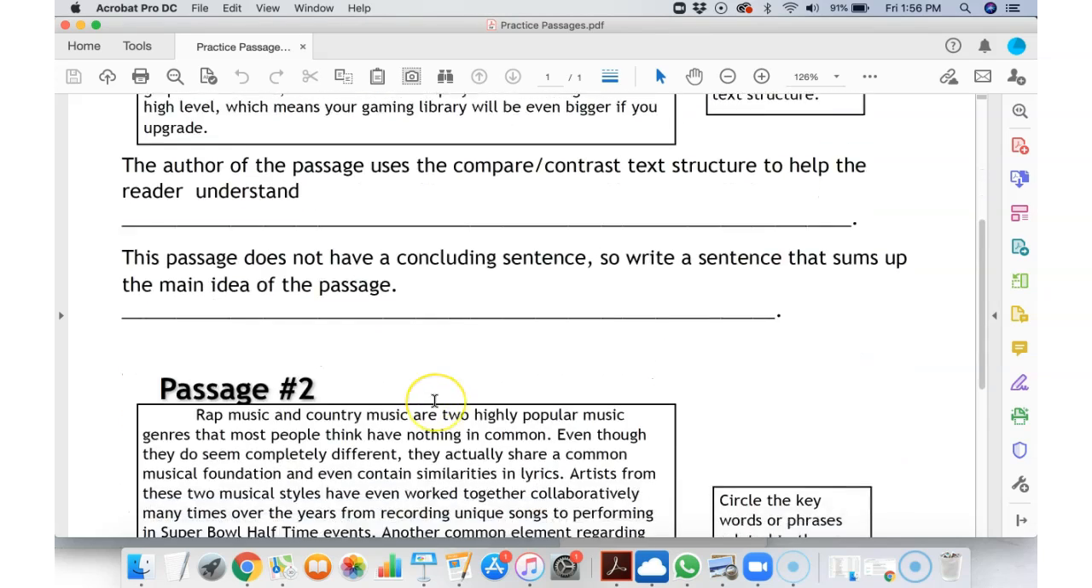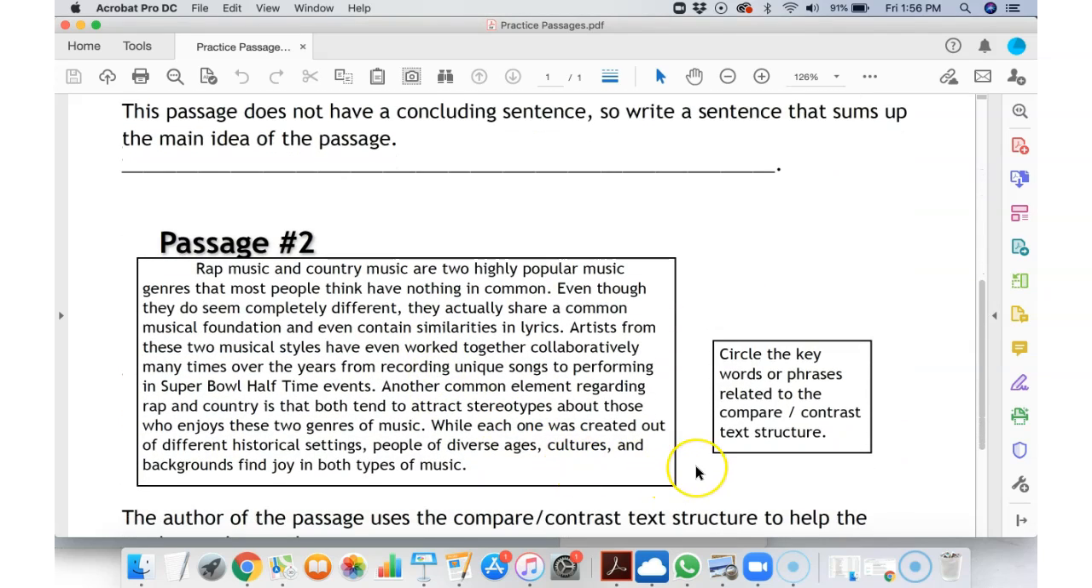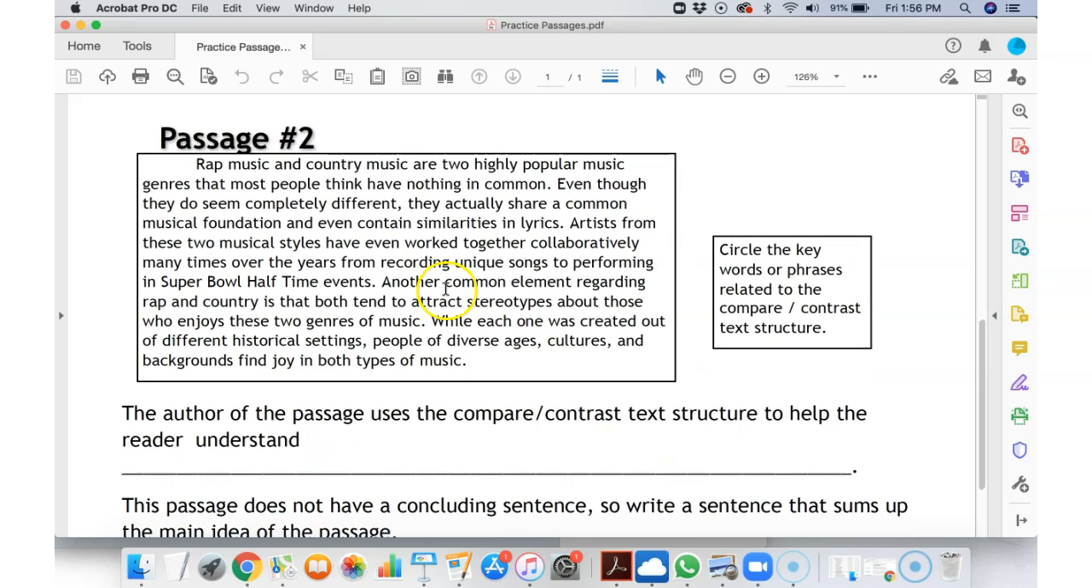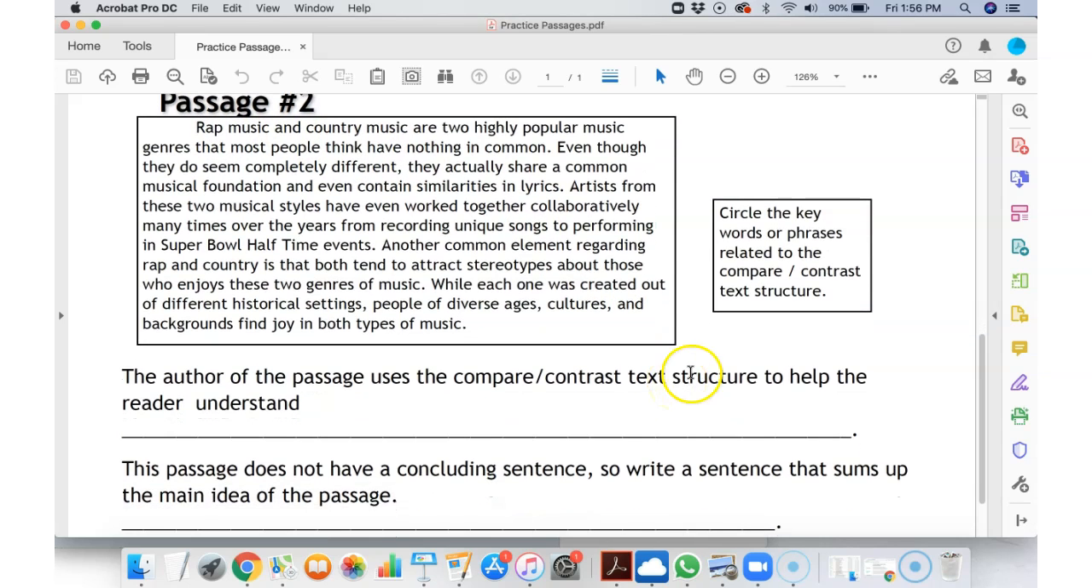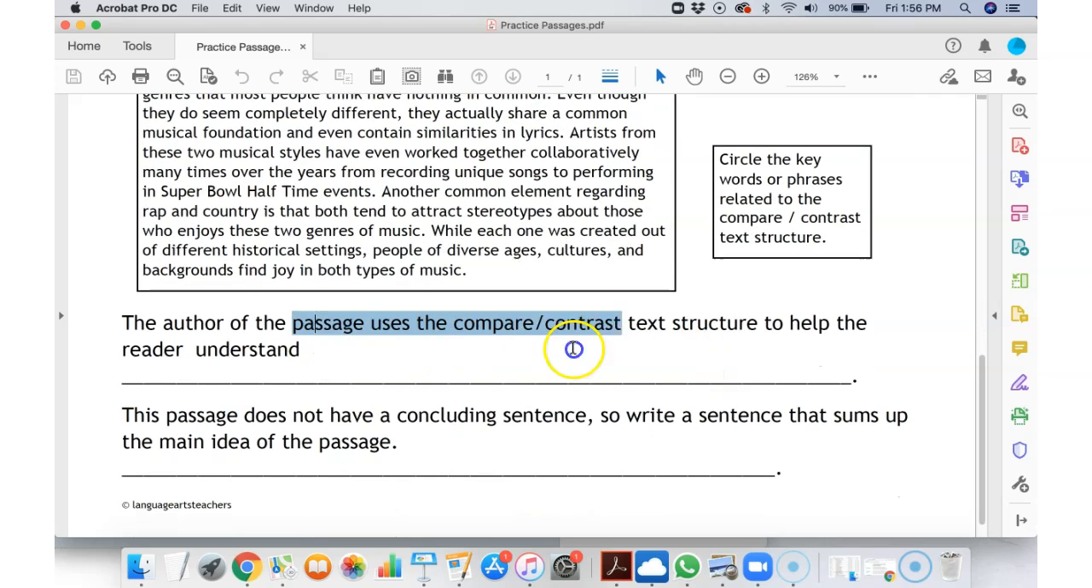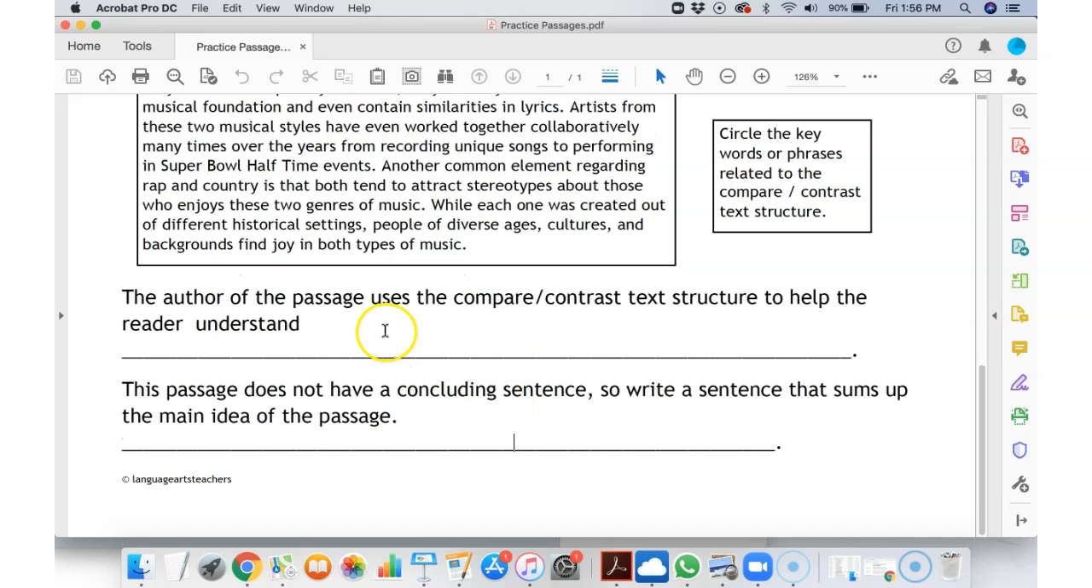Okay. This next paragraph actually is about rap music and country music and how similar they are. Most people think they have nothing in common, but they're actually very similar. So I'm going to let you read that one on your own. You will have a couple of boxes down here on your handout that you can use to fill out. And then after that, I will meet you in the next video.